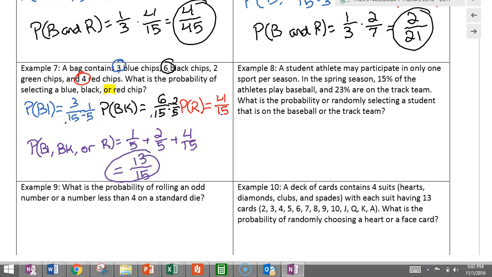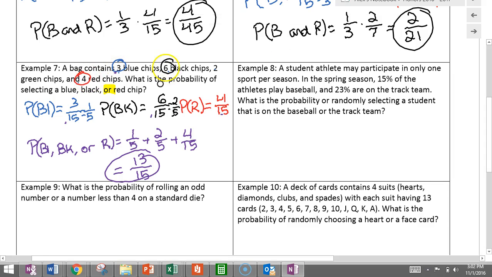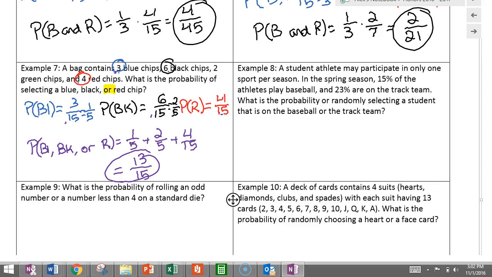The other way you can look at it, for problems like this, when you know all your outcomes, which we've already started doing with complementary probability, right? I have 3 blue chips, or 6 black chips, or 4 red chips. 3 plus 6 plus 4 is 13 out of 15 chips. Okay. So that works as well. So that works when you know all of your outcomes. But if we look at example 8, we don't know all of our outcomes. We're just given probabilities. So that's why you have to know to add them together as well.